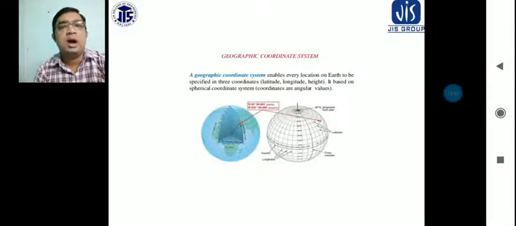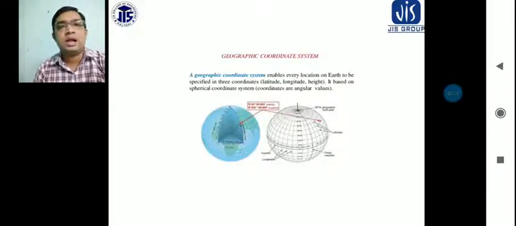Suppose in the different geographic figures we can see that our earth moves along its own orbit, and the earth also rotates on its own axis, and this will also be considered according to your coordinate systems here. And this is basically the geodetic coordinate system. The geodetic coordinate system enables every location on earth to be specified in three coordinates, that is the latitude, the longitude, and also the height will be considered.